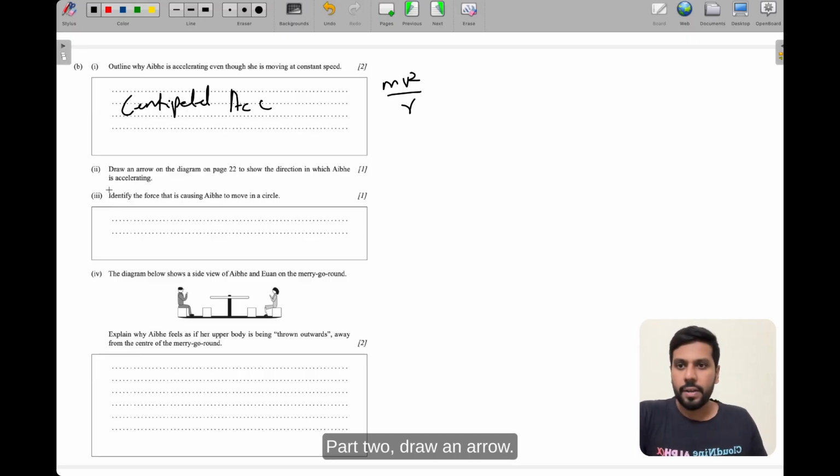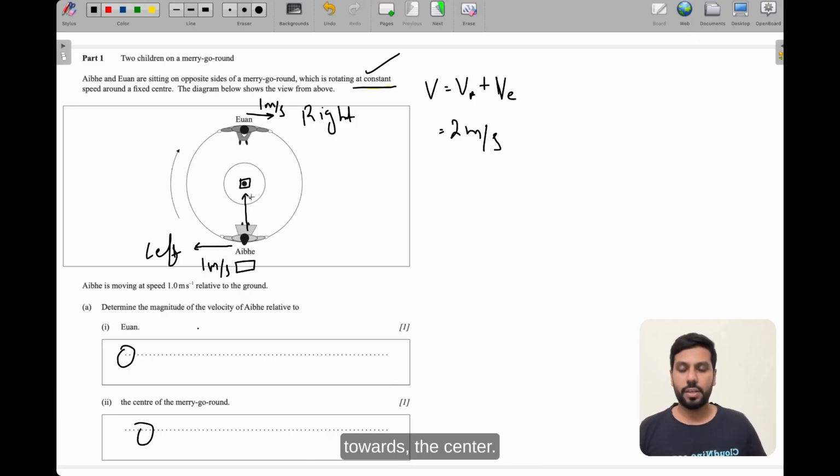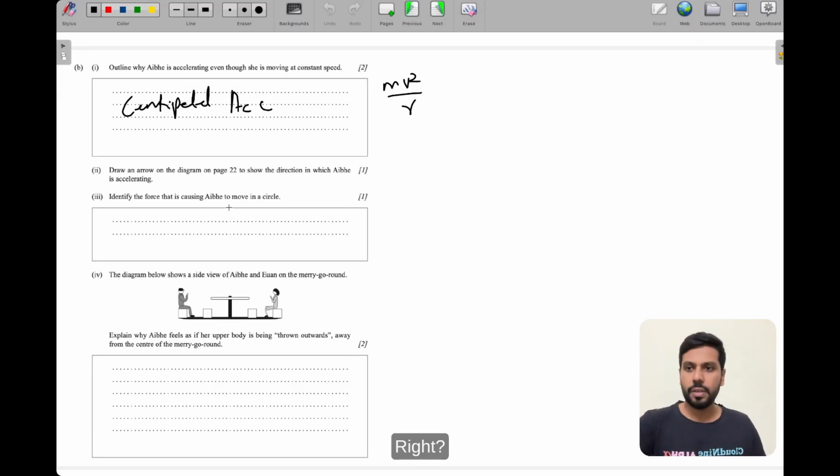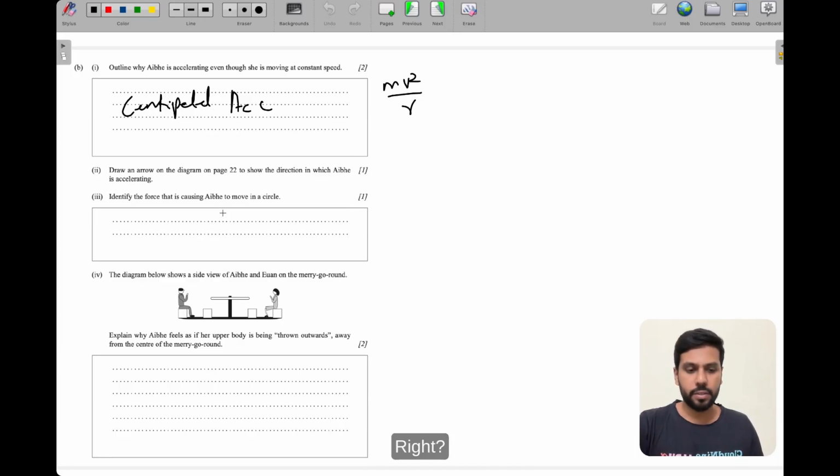Part 2. Draw an arrow on the diagram, page 22, to show the direction in which Abe is accelerating. Since it's a centripetal acceleration, it is accelerating towards the center. The direction of acceleration, students, is towards the center here. Now, identify the force that is causing Abe to move in a circle.